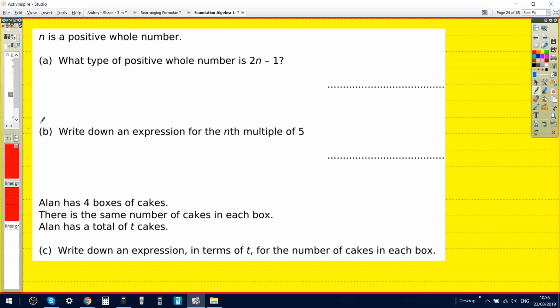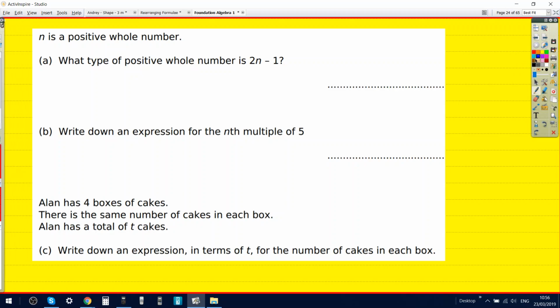Any idea about this first one? What type? N is a positive number. Could it be 2? Because if you do 2 times 2, that's 4. And then minus 1, that's 3. Yeah, and then minus 1 would give you 2. So it's still a positive... Oh, no. What type of positive number? I'm not sure what the question means.